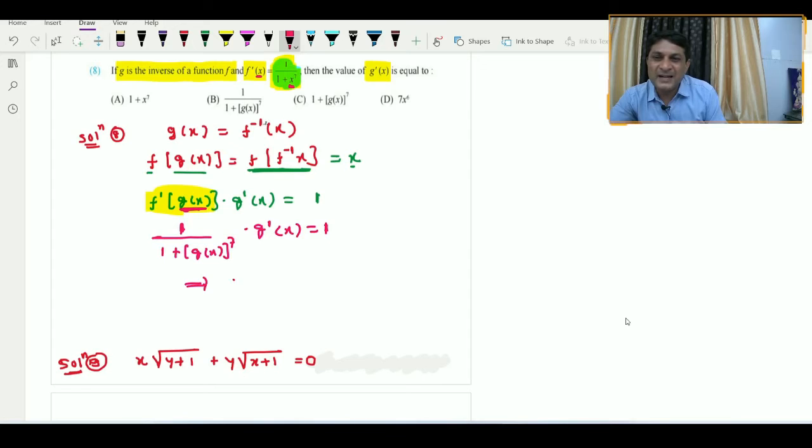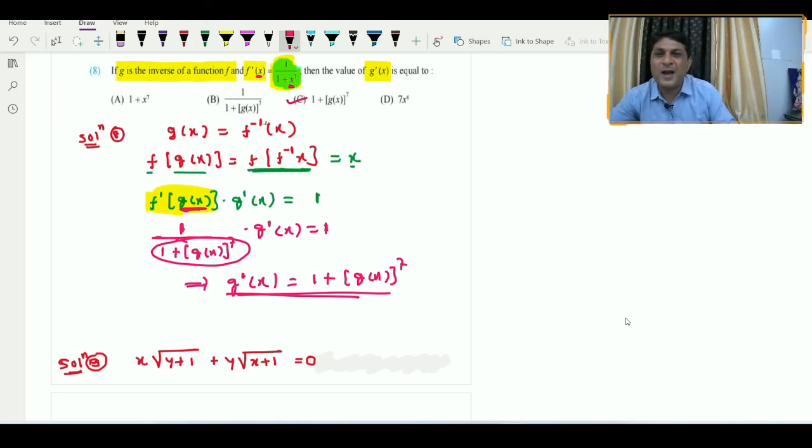So this implies that our required value is g dash of x. g dash of x is equal to, this term is divided, so on this side it will be multiplied: 1 plus g of x raised to power 7. In this way we have got the value of g dash of x, which is our required value, and this value appears in option C. So we have completed question number 8 also.